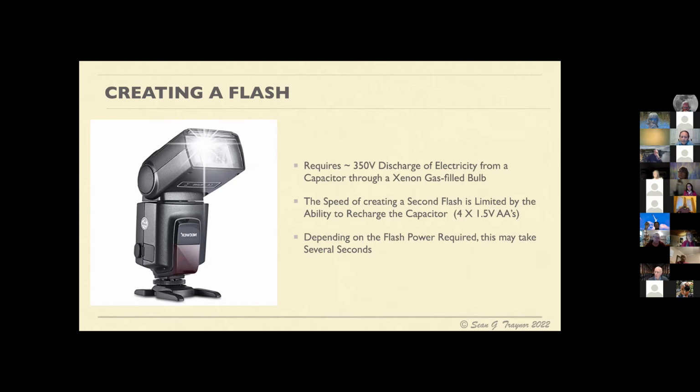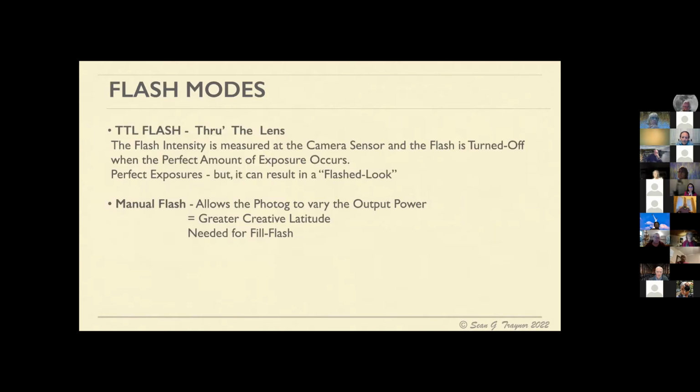Now, if you have 4 AA batteries, which only give out 1.5 volts each, you can imagine it may take some time to recharge that capacitor. And depending on the flash power required, this actually can take several seconds. Let's talk about flash modes. By and large, there are two kinds, so-called TTL, that's through the lens, or manual flash.